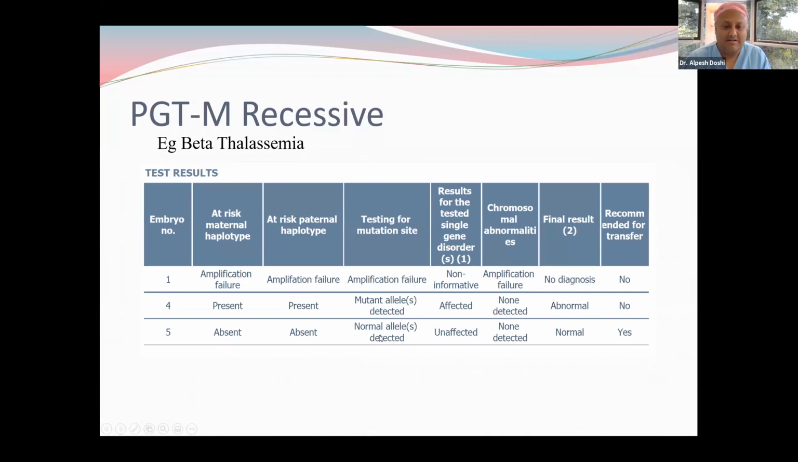It is not a carrier. It's clear from both maternal, paternal, and also chromosomal abnormalities. So this embryo can be considered for transfer.